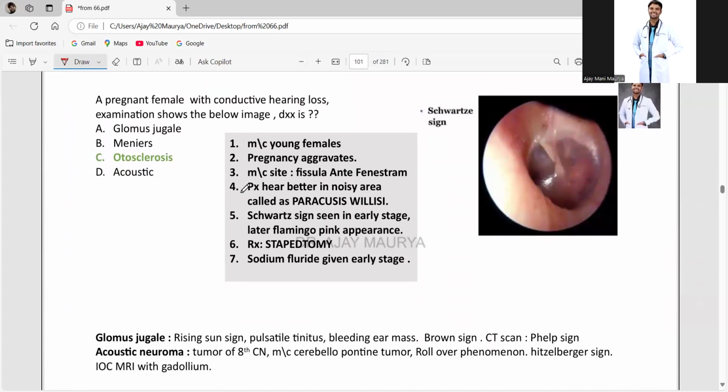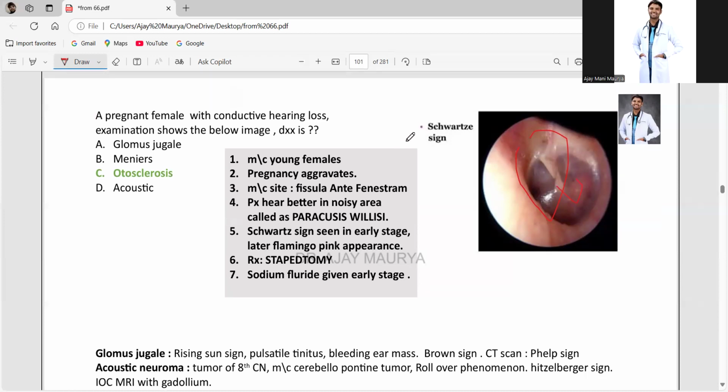This one, guys: a pregnant female with conductive hearing loss. Examination shows the image below. Diagnosis is? This is the Schwartze sign, the flamingo Schwartze sign. Flamingo is like a bird, pink in color. So, guys, remember this.